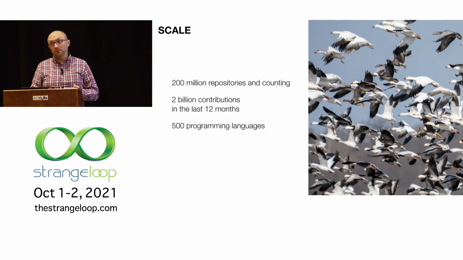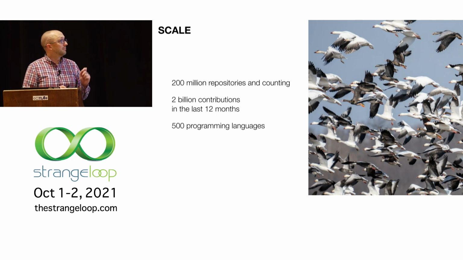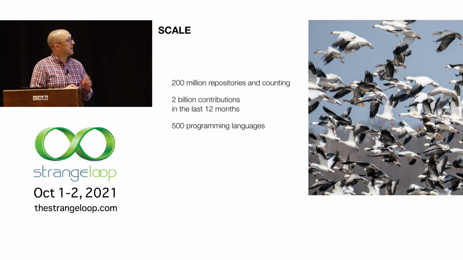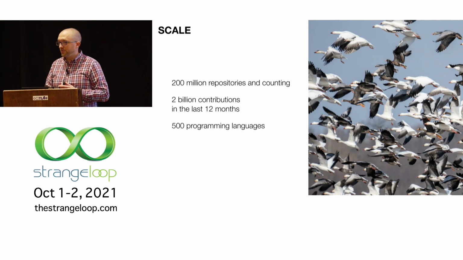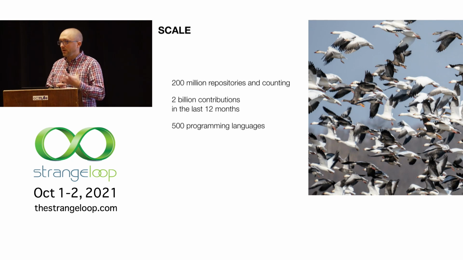We also have to deal with scale. GitHub is a large website, right? There's a lot of code hosted there. Our most recent public numbers, we have 200 million repositories and counting. That's public and private. We have 2 billion contributions over the past year. Not all of those are pushes or commits, but a substantial fraction of them are, and so that just shows the volume, the fire hose of incoming changes that we have to keep up with.